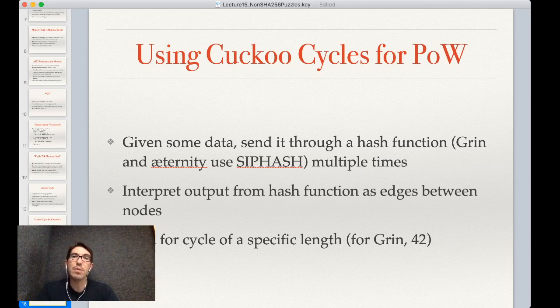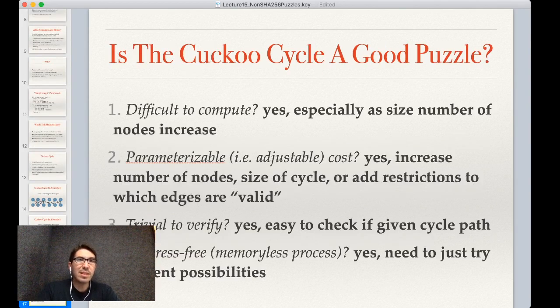Once again, these bipartite graphs are going to be very huge, with millions of edges, millions of nodes, and so storing them in memory is really the most efficient way to do this. And if we're depending on memory, we are in some sense ASIC resistant. So again, ASIC-resistant, not ASIC-proof.